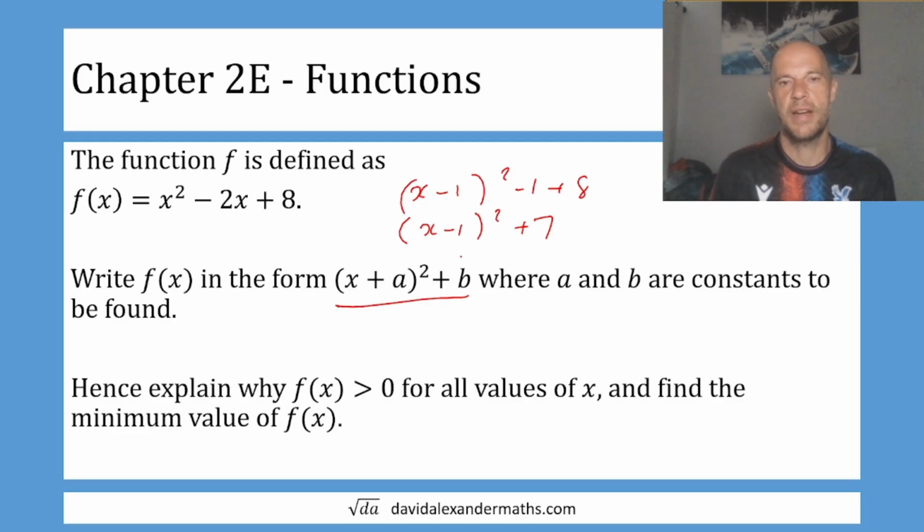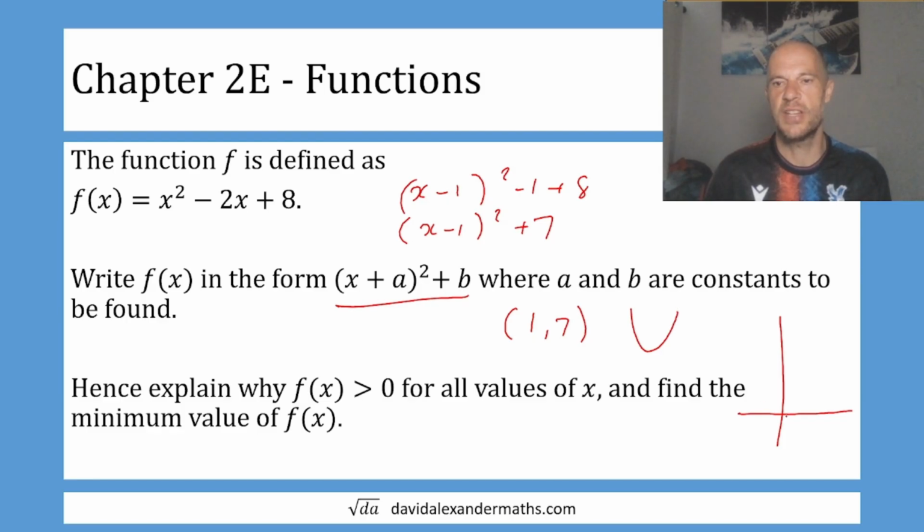Okay, well, let's think about the turning point. The turning point would be +1, +7. So if I were to do a sketch, we know that a quadratic is a U-shaped curve, and if it turns around at 1, 7, so let's say, well, this is 1, this is 7. There we go, fairly poor drawing really.